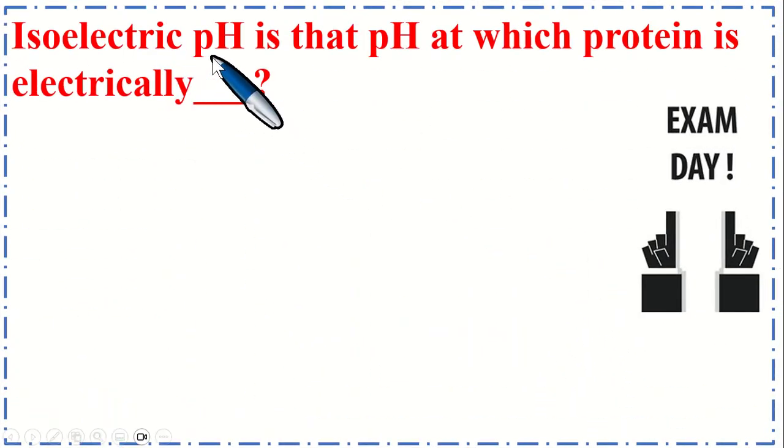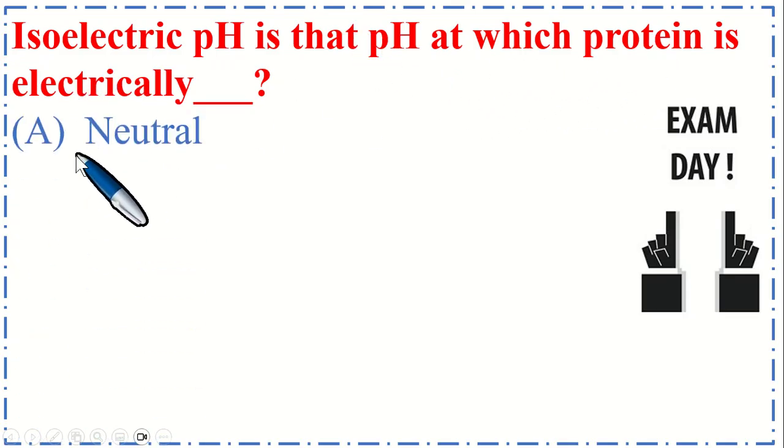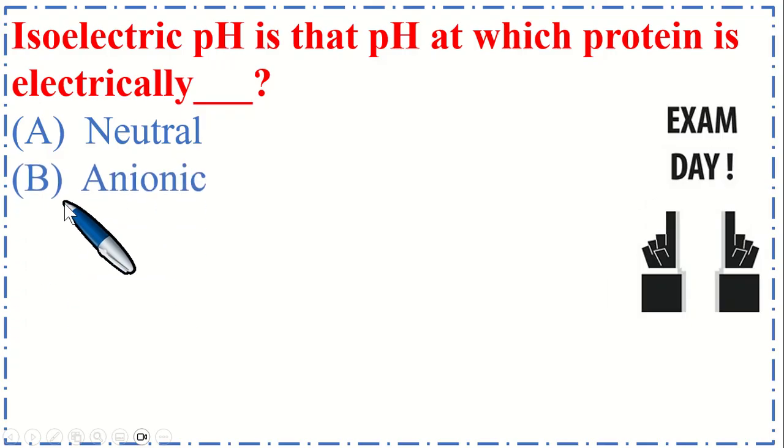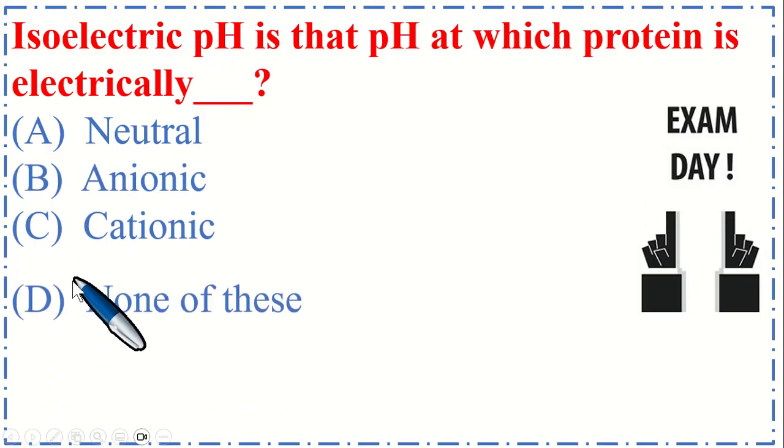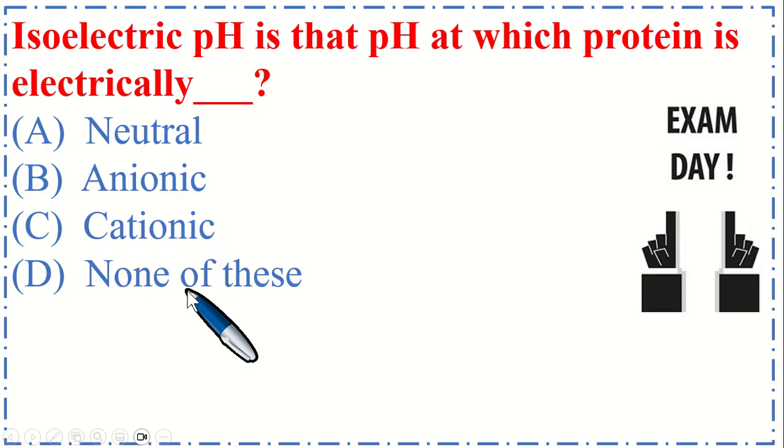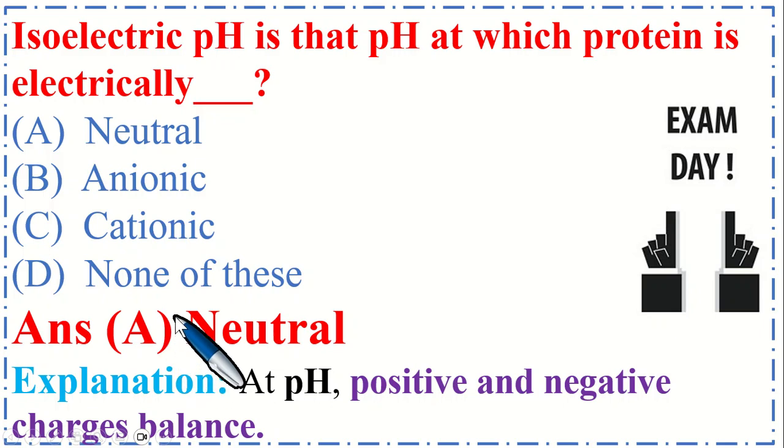Isoelectric pH is that pH at which protein is electrically dash. Option A, neutral. B, anionic. C, cationic. And option D, none of these. So the correct option is A, neutral. At this pH, positive and negative charges balance.